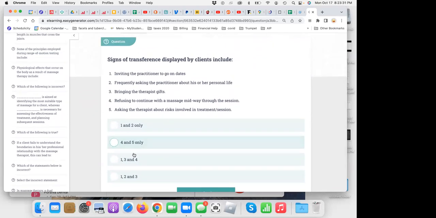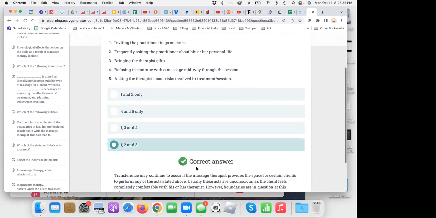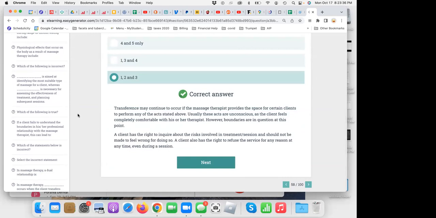Definitely a mix up there. So let's try 1, 2, and 3. Is that an option? All right, great. Is that unclear to anybody?